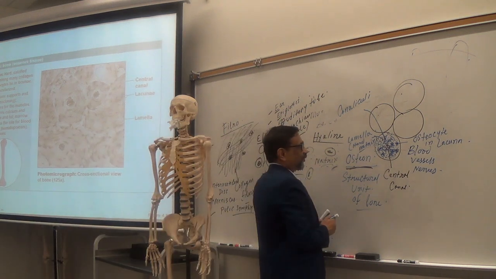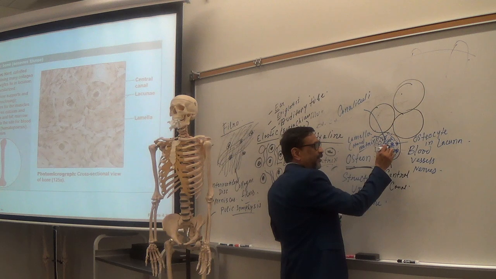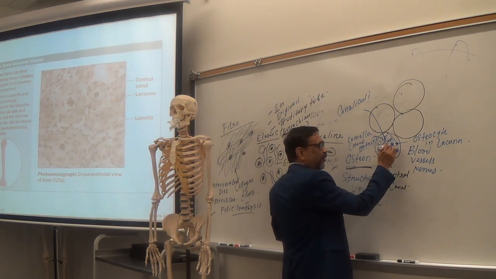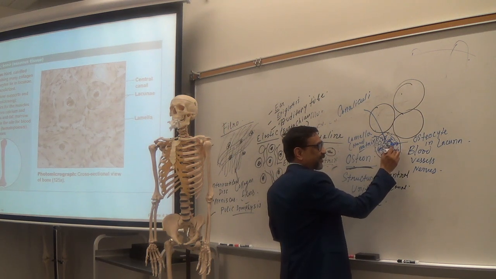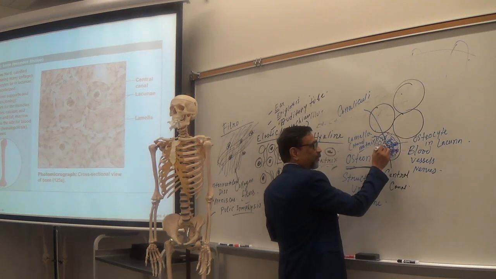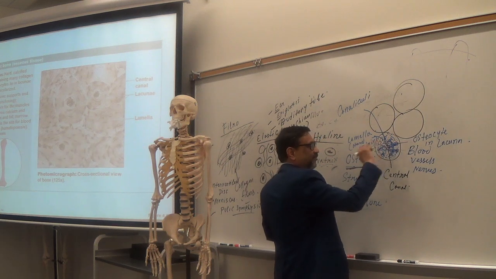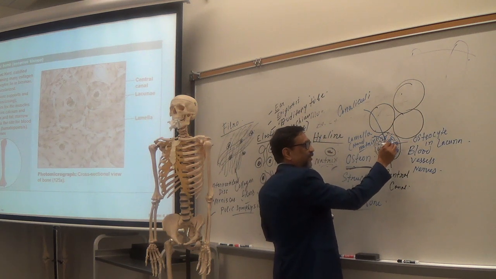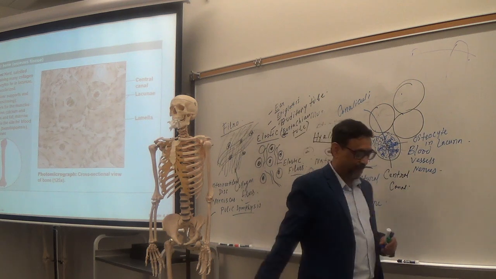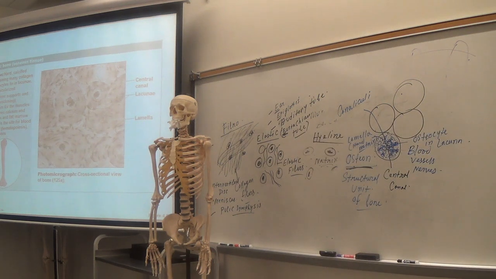So the fluid containing nutrients and oxygen can go from one lacunae to another, because inside the lacunae you have the cells. Those are alive and you need to give them nutrition and oxygen. So canaliculi are the channels that take the nutrients and oxygen from one lacunae to another and from the central canal to the lacunae to keep the cells alive. Okay? So that is the structure of bone tissue.